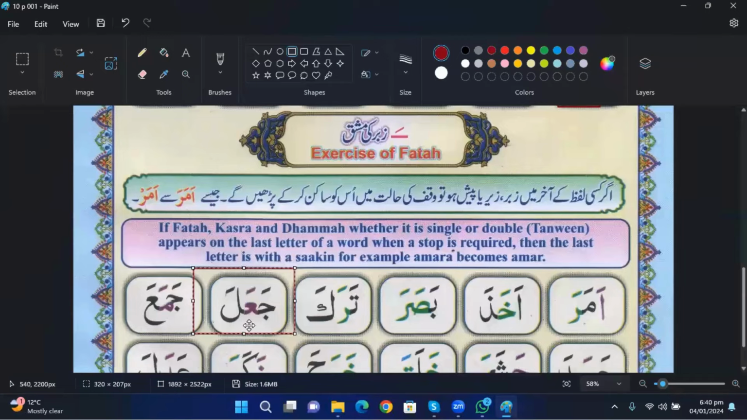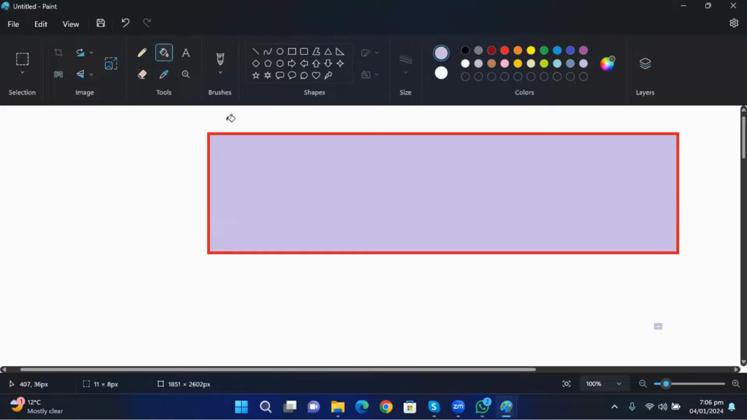So hamza fatha a, ba fatha ba, aba, dal double fatha dan, abadan. In stop condition, it will be read abada. On Paint, you can also mention it. You can write both how you will read it fully and how you will stop on it. So you can draw a shape like that, and then you can write it here.